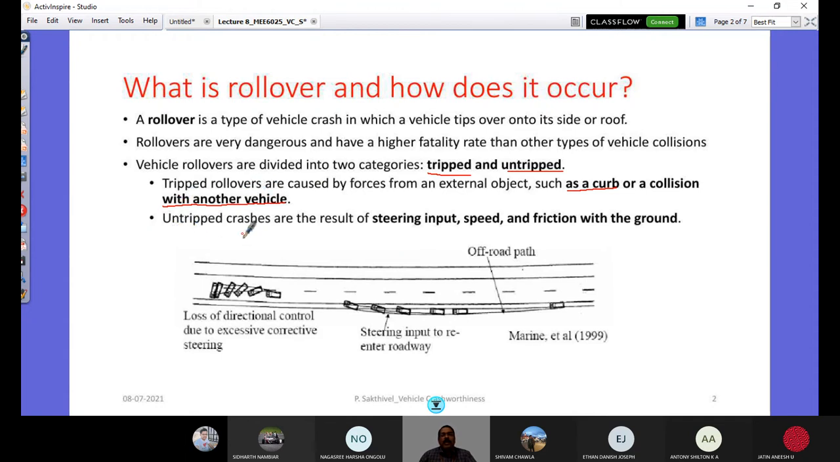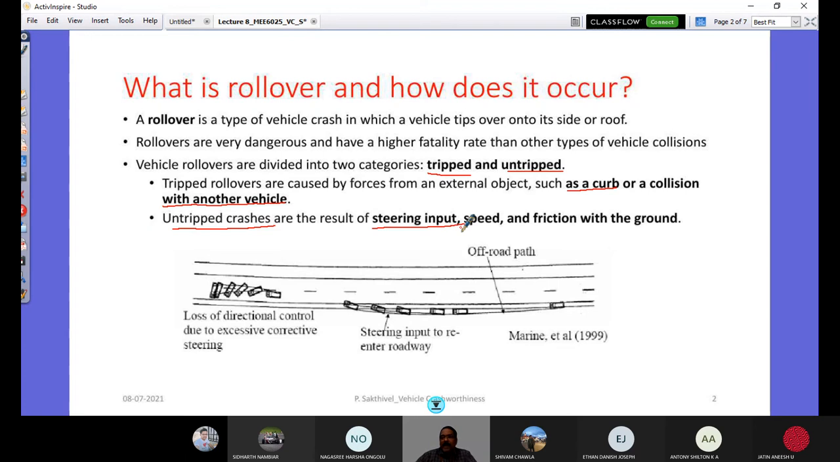What are untripped rollovers? These untripped rollover crashes are very vital, and they refer to an unstable state under the loss of control of the driver. So it's a result of steering input. You would be giving a severe steering input in a very hard cornering. At that time, there can be development of lateral acceleration going beyond the threshold. So that can make your vehicle trip, and the rollover can start. And the speed at which the vehicle is driven and the road adhesion coefficient, that's friction on the ground, are all some of the reasons.